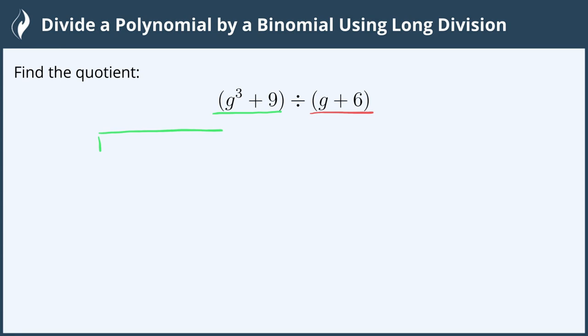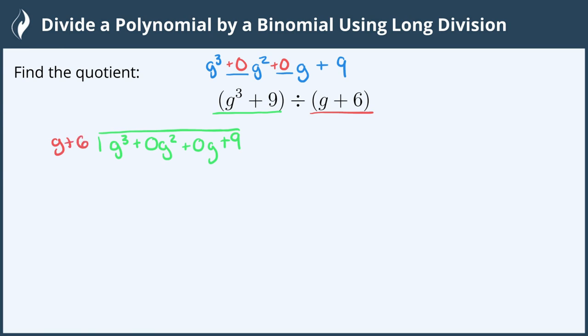Before we put the dividend inside the division sign, we need to fill in all of the descending terms. Because we're starting out with g cubed and we end with g, we don't have anything here for g squared, and we don't have anything for the term with just g, and then we have the 9. So we fill this in with a 0 for both of these, and now we have our polynomial in descending order. And now we can put it inside the division sign. So here's our dividend, g cubed plus 0g squared plus 0g plus 9. And now we can put the divisor on the outside, g plus 6.